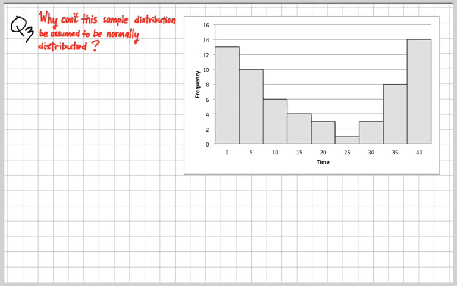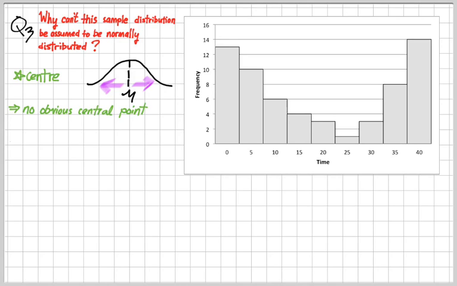Question 3. Why can't this sample distribution be assumed to be normally distributed? Now if you look at it, it looks nothing like the picture in the previous question. But let's get a little bit deeper. So first we want to look at a center, and there is no obvious central point. I can't find one that's going to suit this entire picture visually. What about spread? I'm going to park that for a second because I want to talk about shape first.